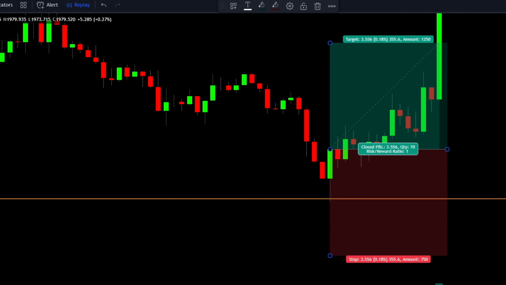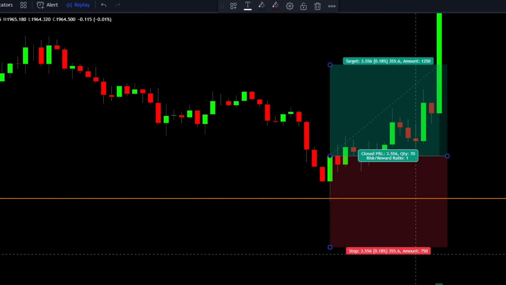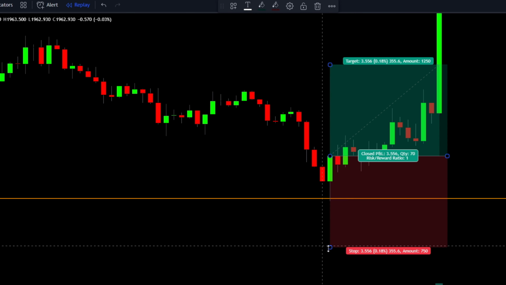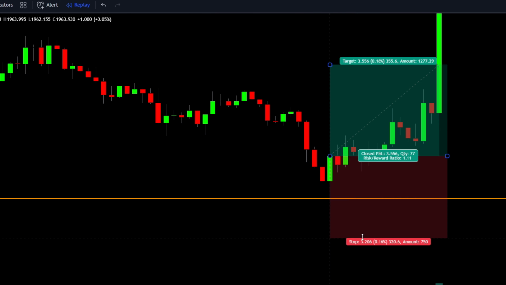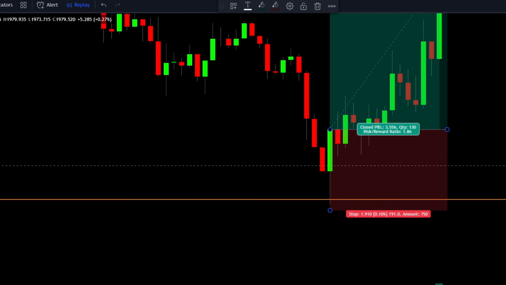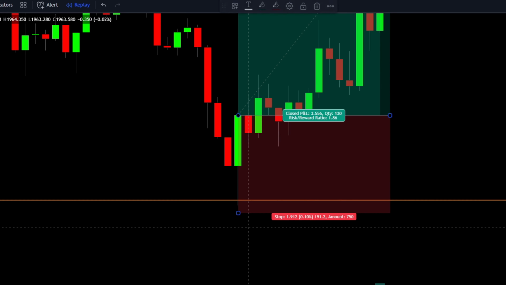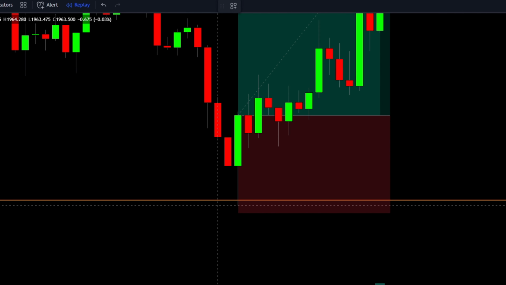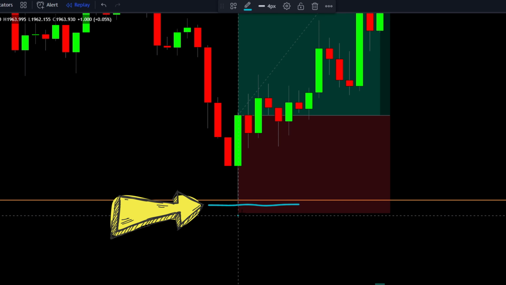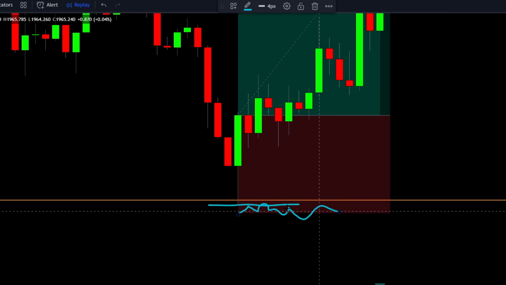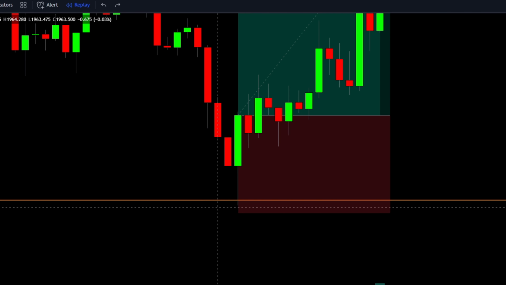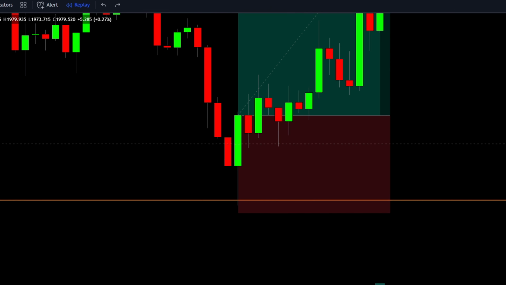But first, let's take a look at how to place the stop loss and how to set the target for the failure test. The stop loss is very straightforward. We want to place the stop loss below the lowest point of the failure test. So as you can see, the lowest point of the failure test is right here. So what we want to do is basically set the stop loss a tiny bit below the lowest point of the wick of the green candle.